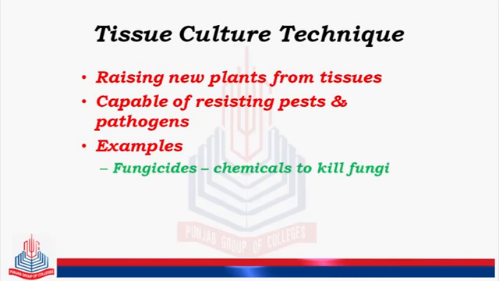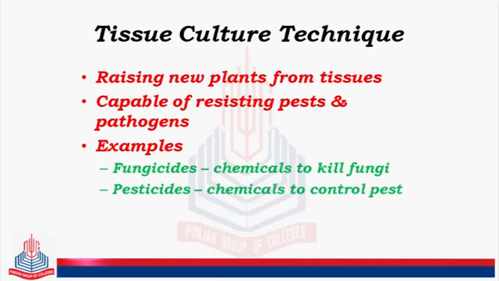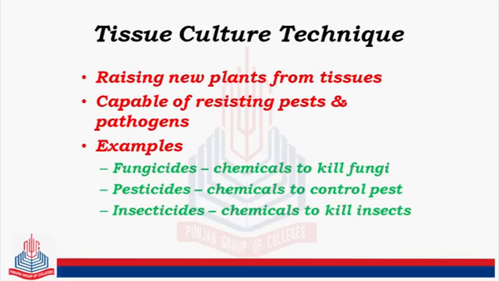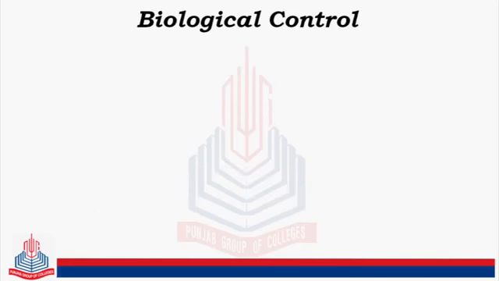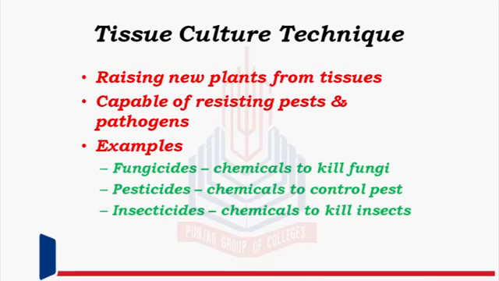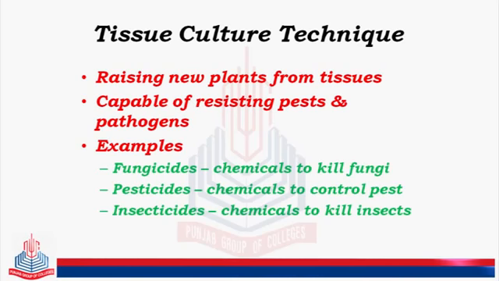The plants which are produced by tissue culture technique can directly resist these things themselves by having that very gene added into them, as in the transgenic plants we have mentioned earlier. So we can resist a fungicide, that is a chemical to kill fungi, or a pesticide, the chemical to control pests, or insecticides, the chemicals to kill insects. These are the ways by which we can show that these things can easily be controlled, and now it is really possible to make a plant free of fungus, pests, and insects respectively.